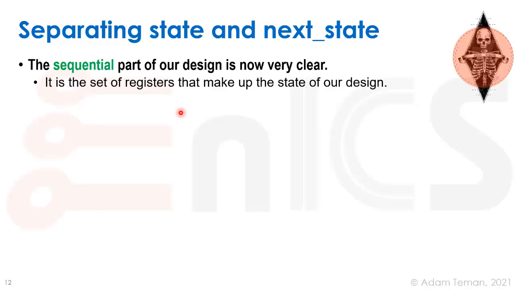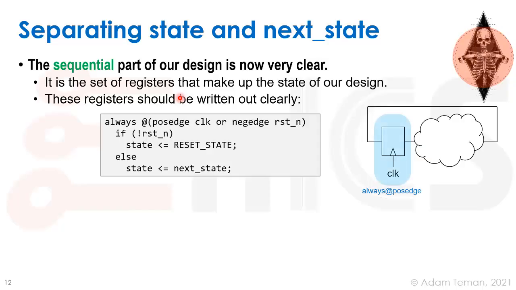The sequential part of a design is now very clear. It's the set of registers that makes up the state of the design, all of the registers of our design. These registers should be written out clearly, always at posedge clock or negedge reset. If not reset, state gets reset state, else the state gets next state. So this is our sequential part. We just described this flip-flop without any logic at all. Everything else is going to be inside this logic.